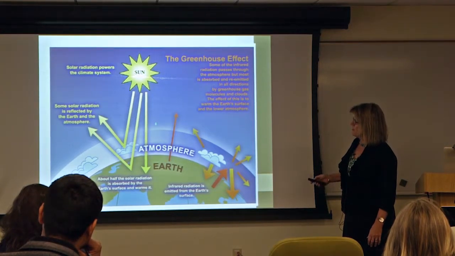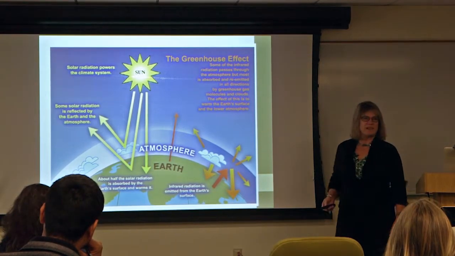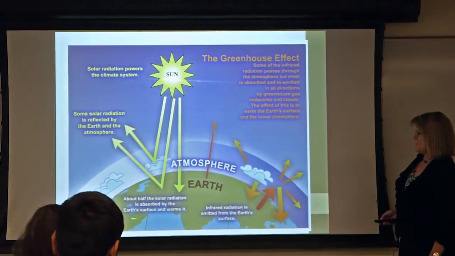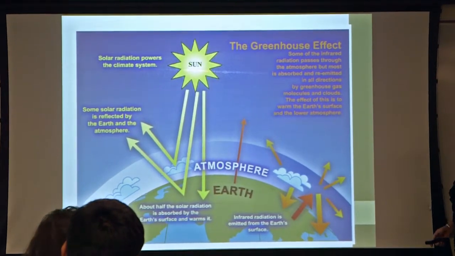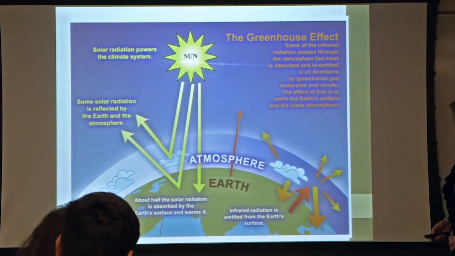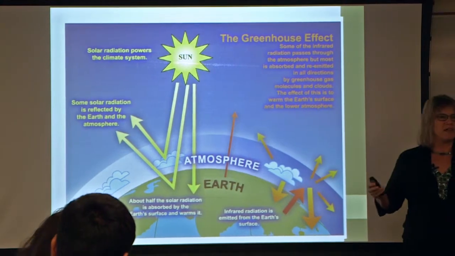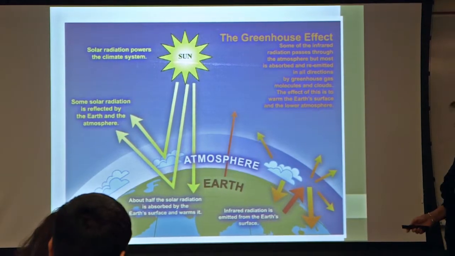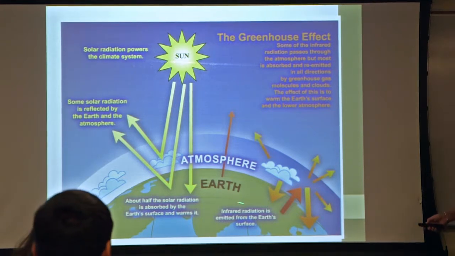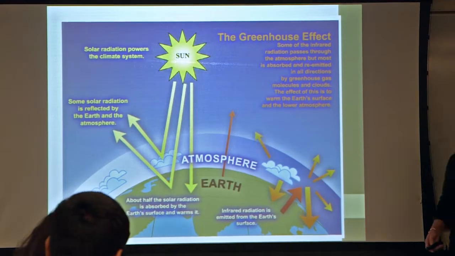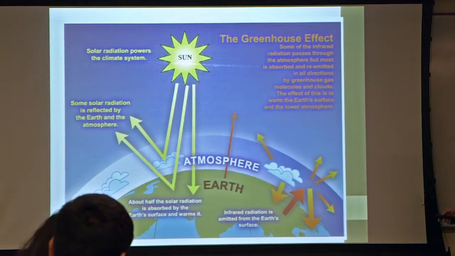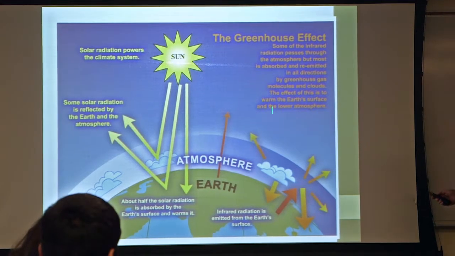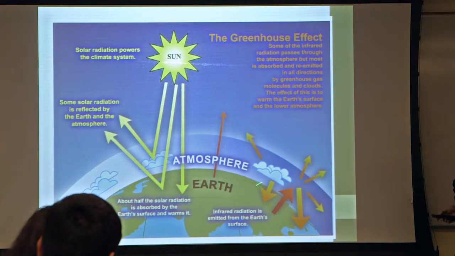But when this radiation comes in from the sun, some of it is reflected by the Earth and the atmosphere. Some of it is absorbed and re-radiated. About half of this radiation is absorbed by the Earth's surface, and it warms the Earth, right? And then any material that receives radiation is also going to re-radiate that radiation at some longer wavelength. So we think of this infrared radiation as being emitted from the Earth and various other bodies. This is a really simplified idea about the infrared radiation that is being re-emitted by the Earth.